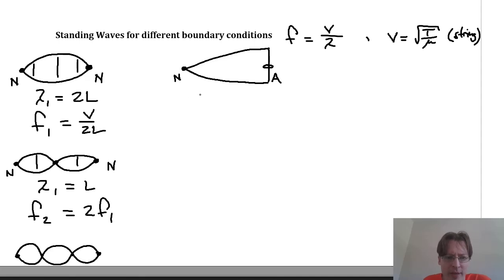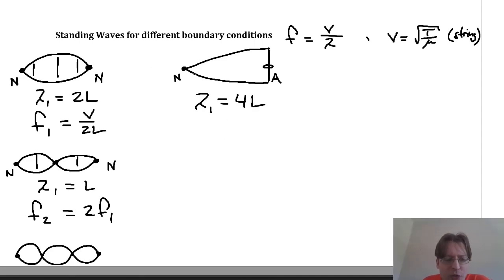What's the wavelength of that? This, you should be able to tell, is only a quarter of a wavelength. This over here is half of a wavelength in this picture on the left. That's half a wavelength. This is a quarter of a wavelength. In other words, the wavelength here is 4 times the length of the string.